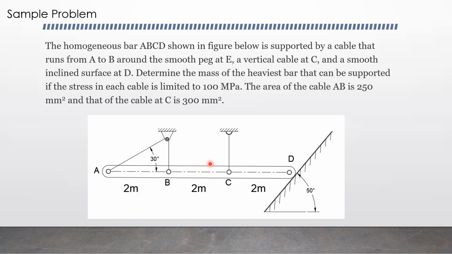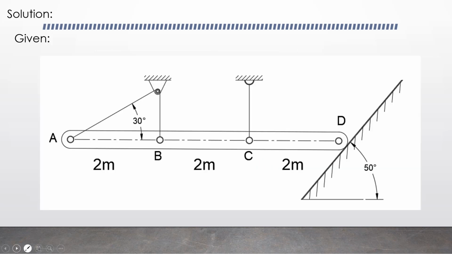So let's proceed. When we are solving a problem in mechanics, the first thing to do is to draw a free body diagram. A free body diagram shows the body in steady state and the forces acting on it. As we see in the figure, when it is a cable, it is always in tension.